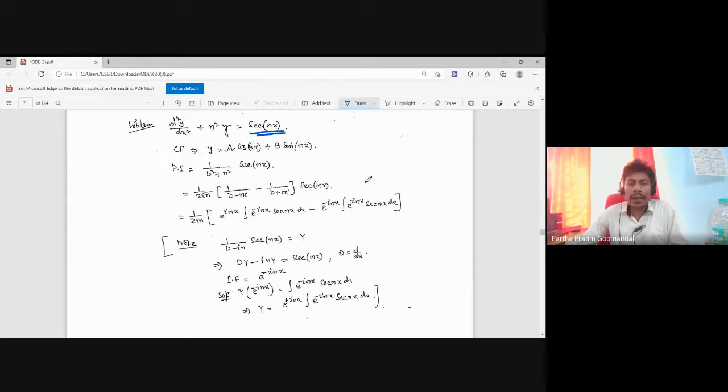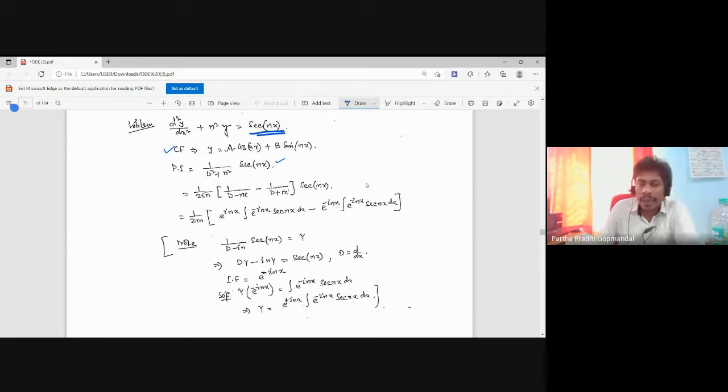So how to find the particular integral? The first part, finding the complementary function, you please try on your own. You can do it. I will discuss here only the particular integral. So the particular integral, from the formula, you can say it is 1 by D square plus n square acting on sec nx.